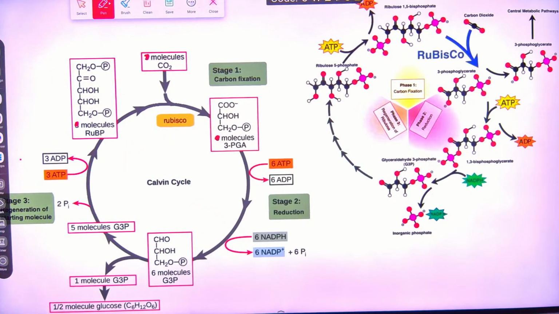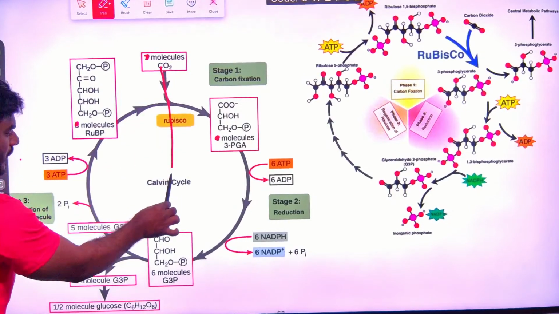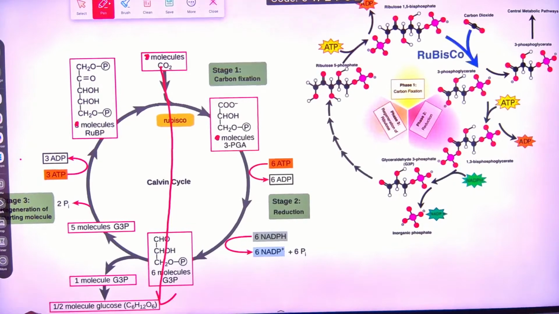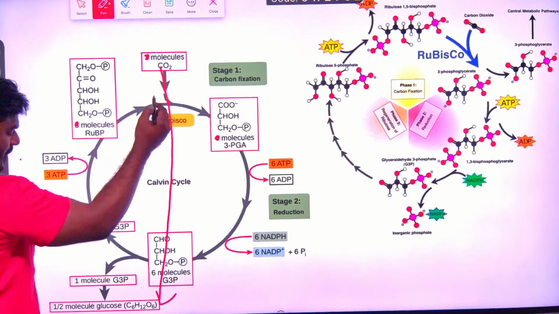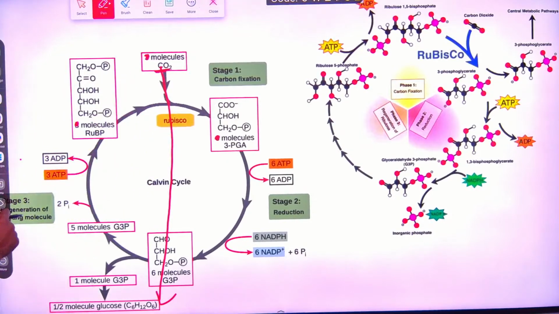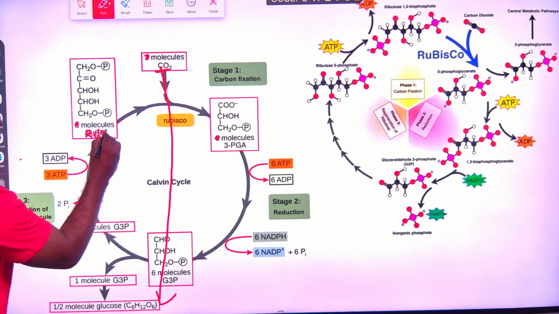It is all about understanding the concept. What is the ultimate goal of the Calvin cycle? The ultimate goal of the Calvin cycle is fixing the carbon into glucose. That is the ultimate goal. Listen. And if we want to fix the carbon into glucose, someone has to accept the carbon. Who is going to accept the carbon? Who is the acceptor of the carbon? The acceptor of the carbon is said to be RuBP.